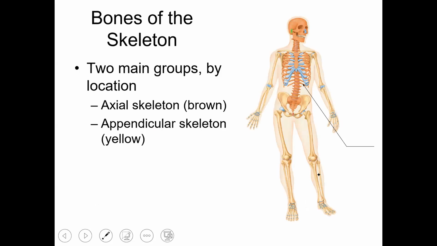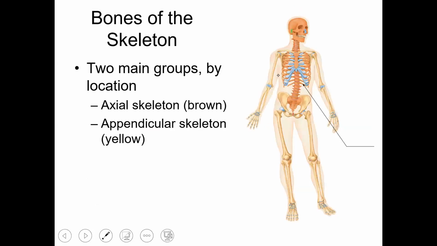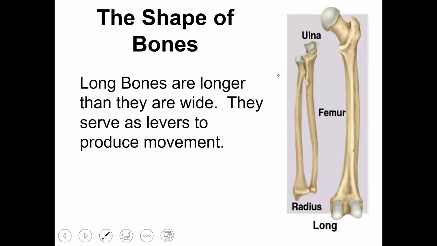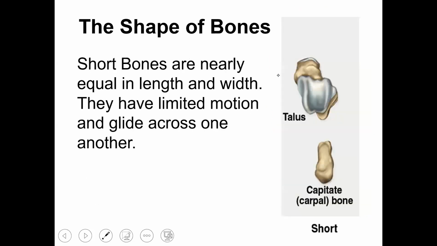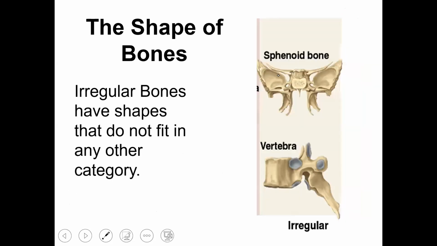Bones of the skeleton can be classified by their location, with the axial skeleton, which is the skull, the vertebrae, and rib cage, and the appendicular skeleton, arms, legs. Bones are classified by their shape. Long bones are self-explanatory, as are short bones. Flat bones, still self-explanatory. Irregular bones, this is the best naming scheme we've got.